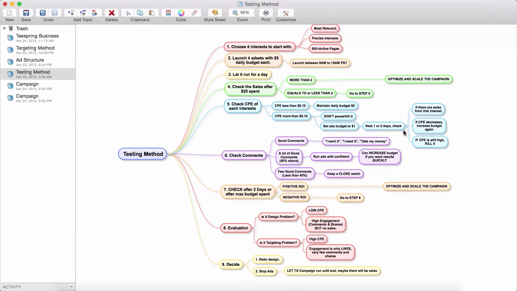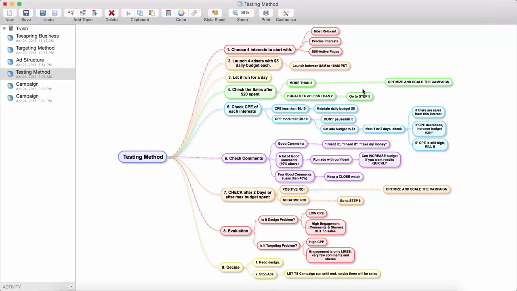Alright, so this is the exact system that I use to test a campaign. The first step is to choose 4 interests that you have found in the targeting phase to start with. You choose the 4 most relevant ones, preferably precise interests, and make sure that they are still active pages. Then from those 4 interests, you launch 4 ad sets with a $5 daily budget each.